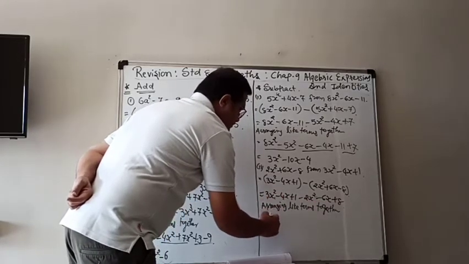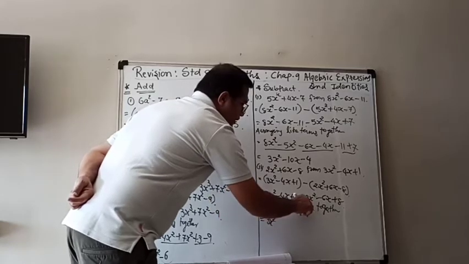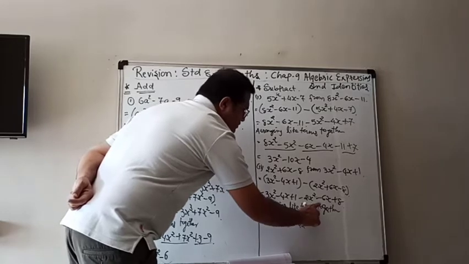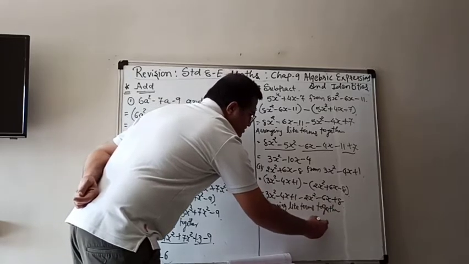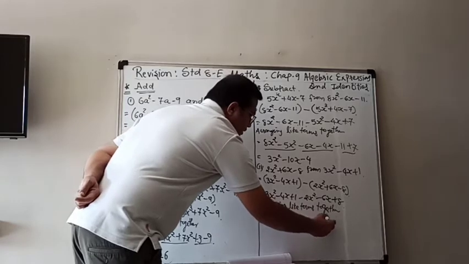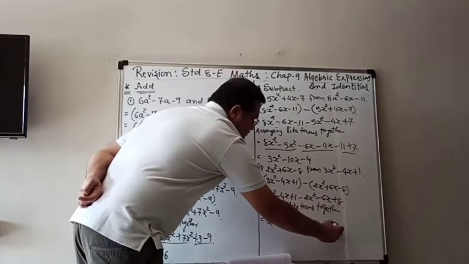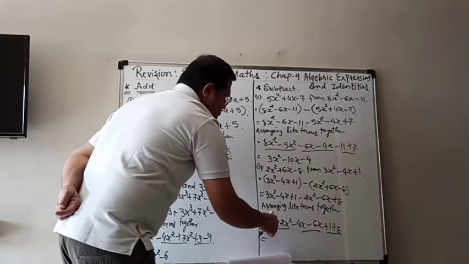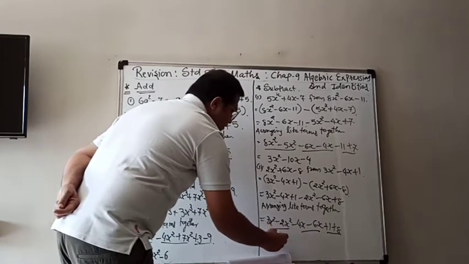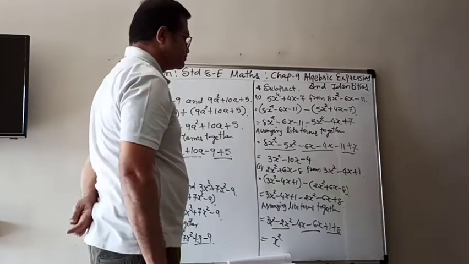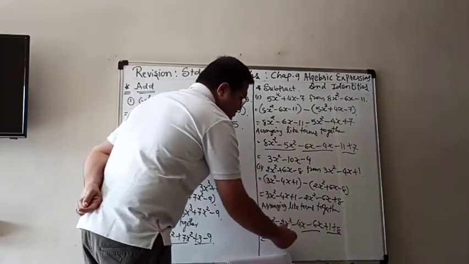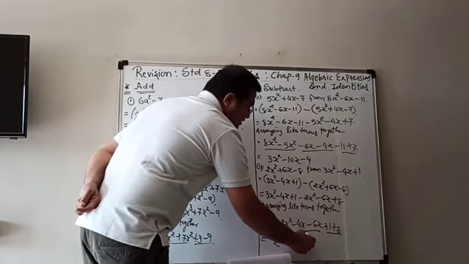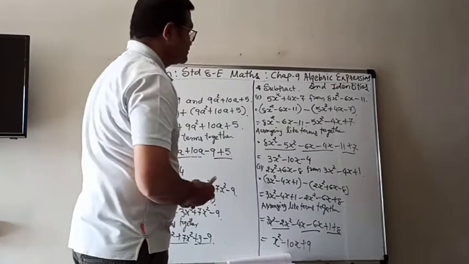So 3x square, then minus 2x square family, minus 4x, minus 6x, plus 1 plus 8. So there are three families. 3x square minus 2x square, 3 minus 2 is 1. We don't write down when there is 1, so only x square. Here also minus 4 minus 6 is minus 10. And 1 plus 8 is plus 9.